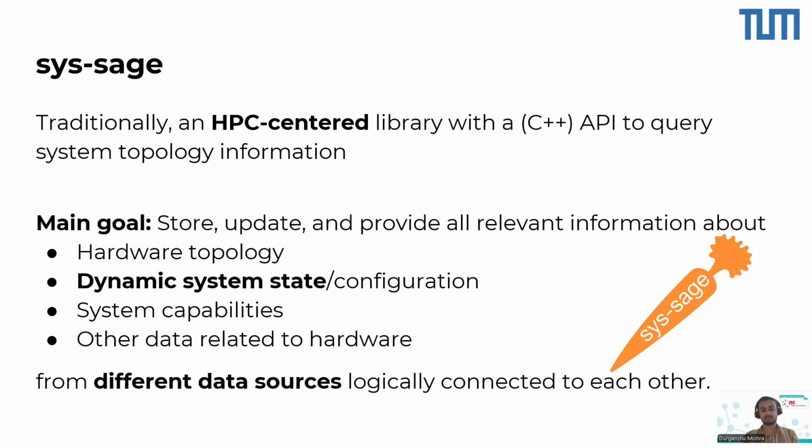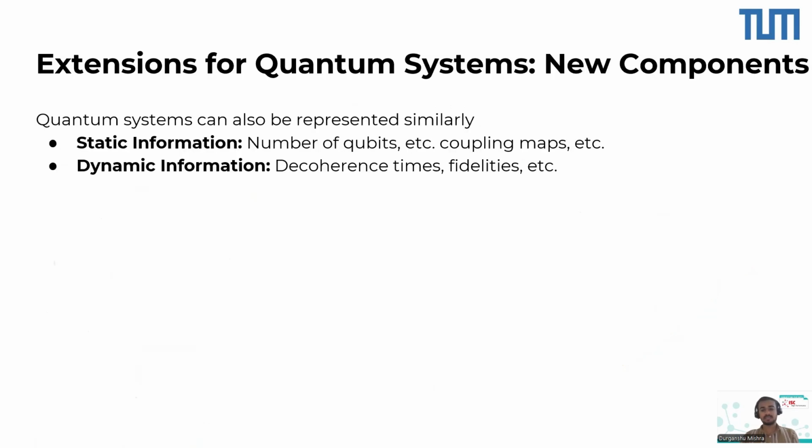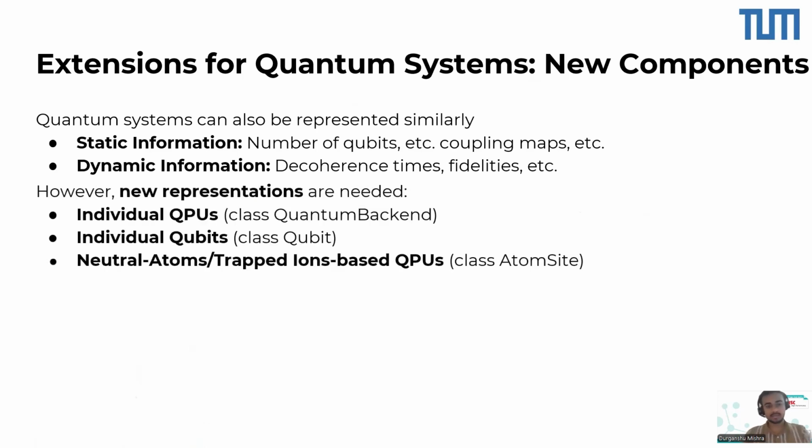Compared to vendor-specific APIs, sys-sage offers universality and ease of use by offering the possibility to unify multiple interfaces. When it comes to HPC systems, sys-sage relies on two central concepts, component trees and data paths. We found out that quantum systems can also be represented somewhat similarly because they also have a lot of static and dynamic characteristics. But they are inherently very different from HPCs, and they require newer representations and newer data structures for an accurate representation.